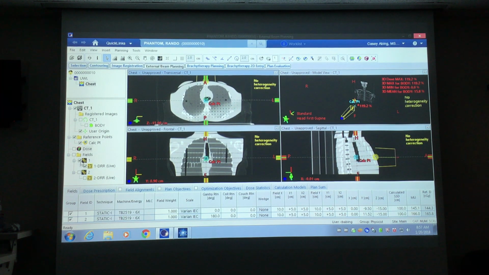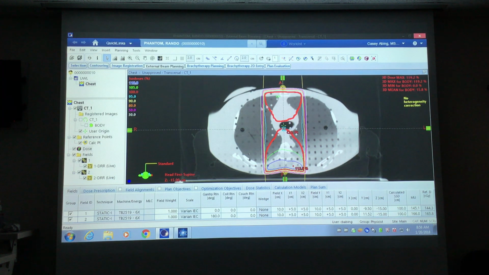For this example, field 1 is set at 100 centimeter SSD from the anterior. Field 2 is set at 100 centimeter SSD from the posterior. And I have equal weighting between the two of them. My dose distribution is essentially a column of dose that I get from AP to PA.